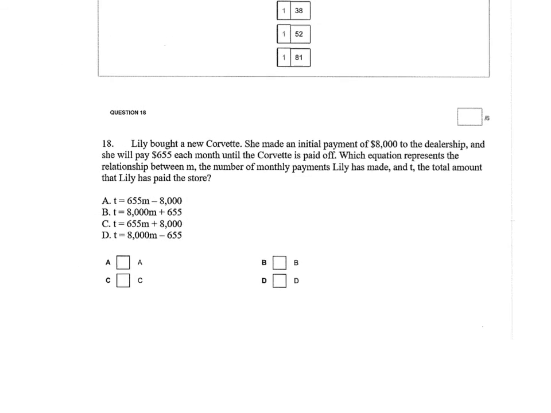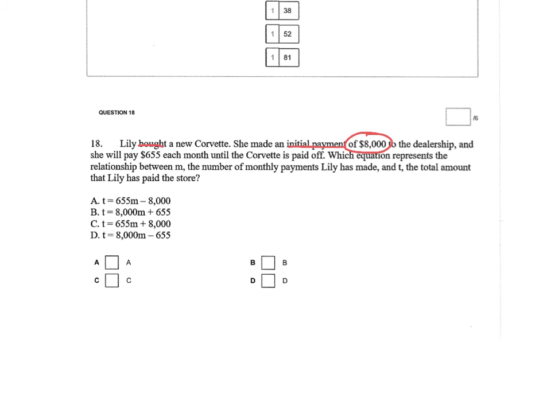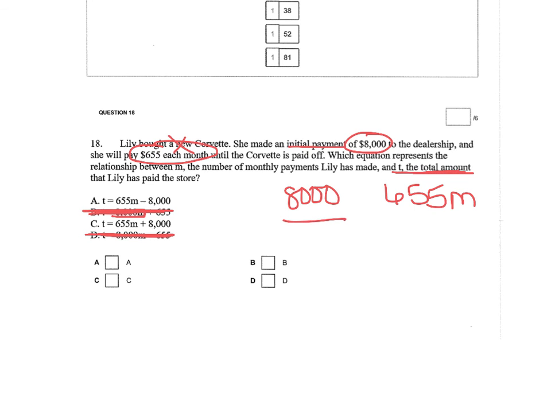18, Lily bought a new Corvette. She made an initial payment of $8,000 and she will pay $655 each month until the Corvette is paid off. Which represents the relationship between M, the number of monthly payments she's made, and the total she's paid to the store? Okay, so she paid $8,000 and then $655 each month. So when it's asking for total, let's see, B would be wrong because they put the variable with the wrong number, so that means D is wrong. The only difference between A and C is that it's either subtracting or adding. It's asking for the total amount paid. So if she paid this and she's paying this, we're putting those together. So we're not going to subtract, we're going to add.